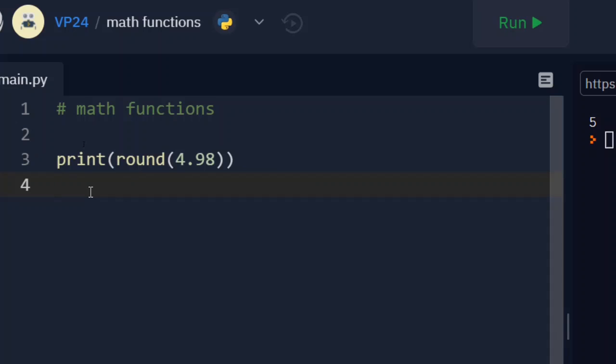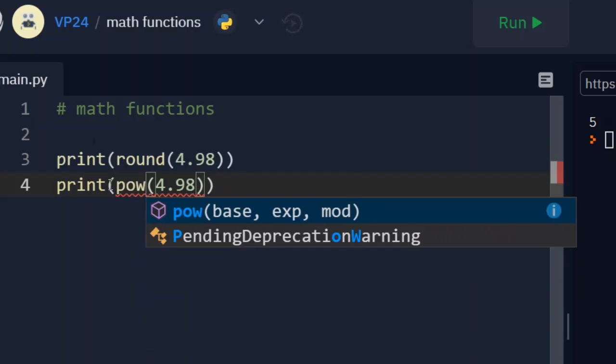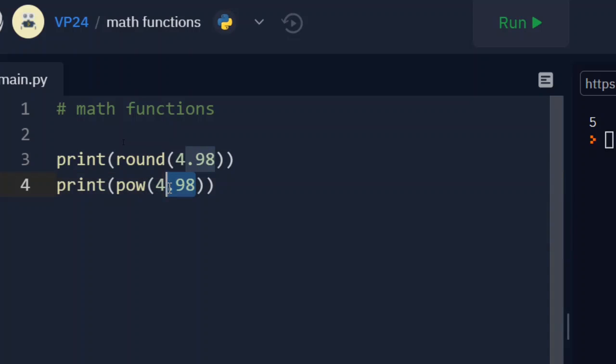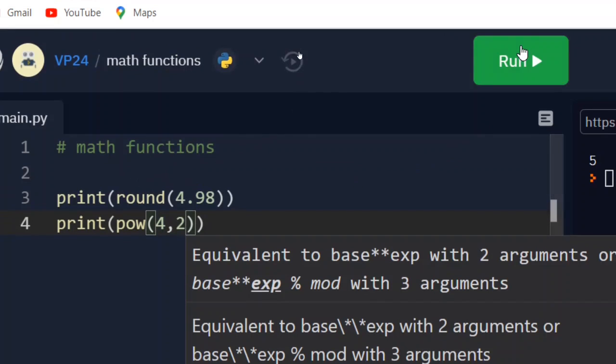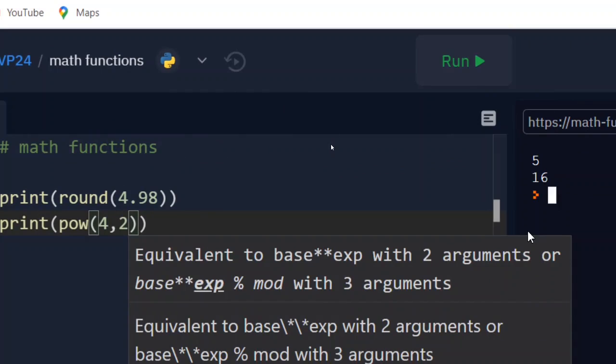We have some other math functions known as power, and that is pow. We have to give some base and an exponent. Let's say we have 4, 2. This means 4 raised to the power 2. If I run this, yes, we got this as 16. So 4 raised to the power 2 is 16.